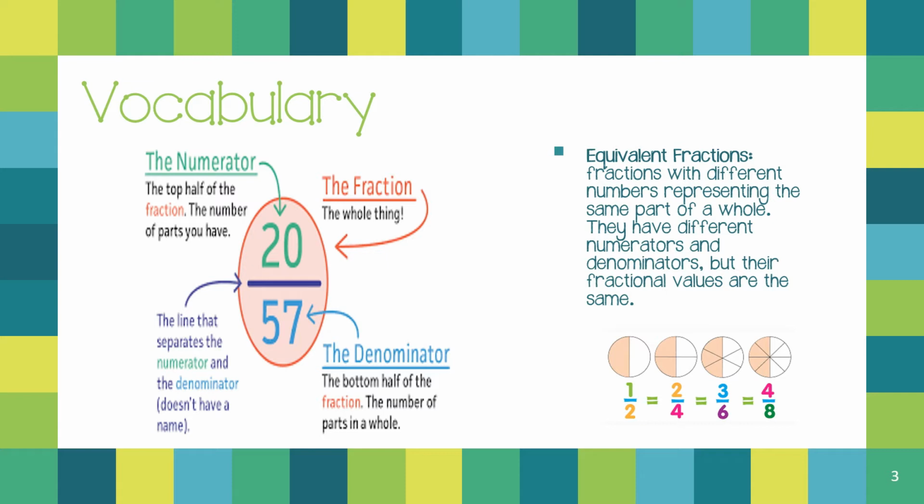The line that divides these two numbers doesn't have any specific name, but we will call it fraction line. Equivalent fractions are fractions with different numbers representing the same part of a whole. They have a different numerator and denominator, but their fractional values are the same.